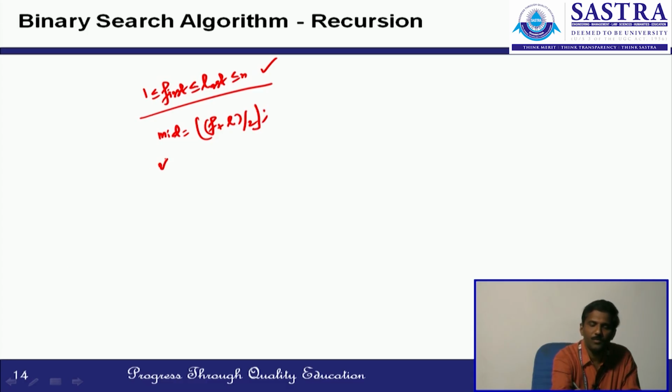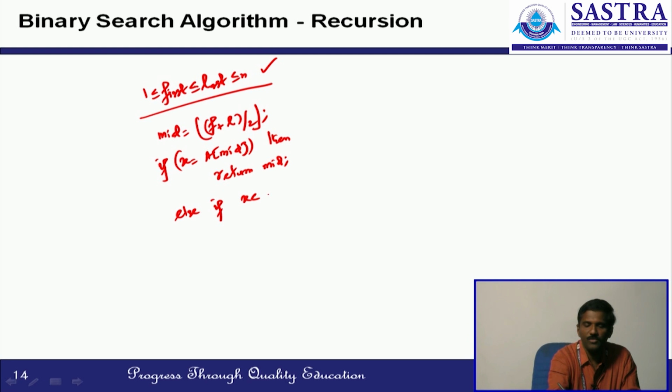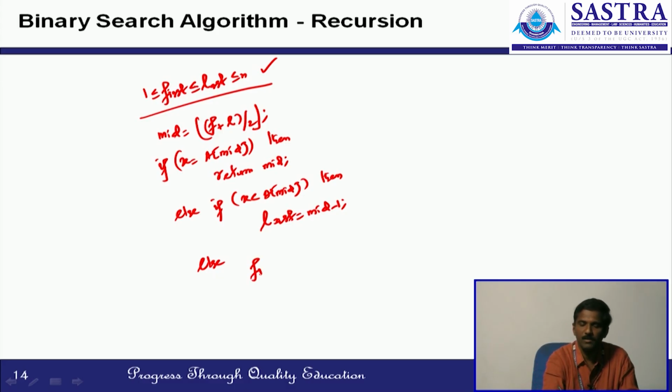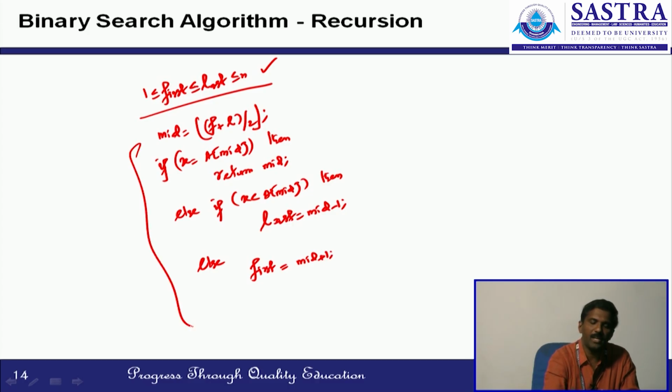then checking if x is equal to a of mid, then return mid. Else, if x is less than a of mid, then last is equal to mid minus 1. Else, if x is greater than a of mid, updating first is equal to mid plus 1. This is the iterative version.